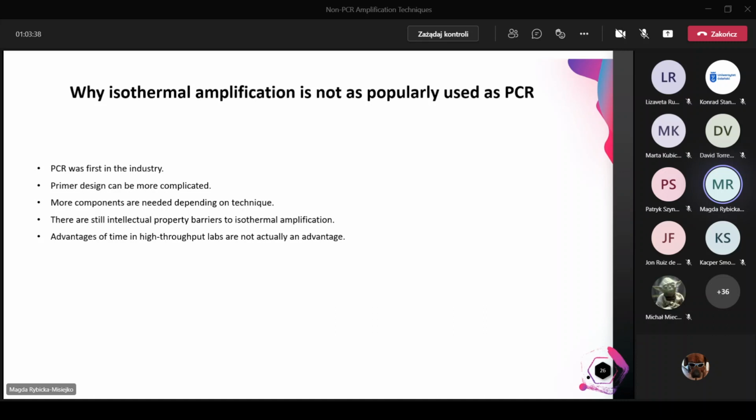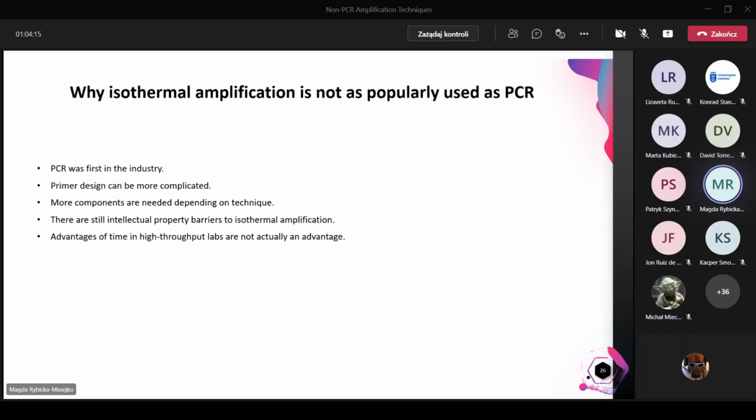The key difference between isothermal amplification and the PCR reaction is that isothermal amplification is carried out at a constant temperature, whereas PCR requires a temperature changing cycle for amplification. What this also means is that isothermal amplification does not require a thermal cycler for the reaction.